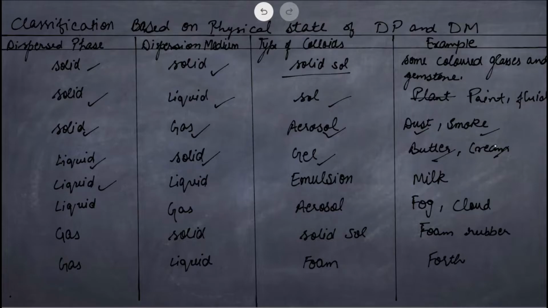When liquid is the dispersed phase and liquid is the dispersion medium, you get emulsion, like milk. Liquid in gas gives aerosol, like fog and cloud. Gas in solid gives foam, like rubber. When gas is the dispersed phase and liquid is the dispersion medium, we get foam, that is froth.